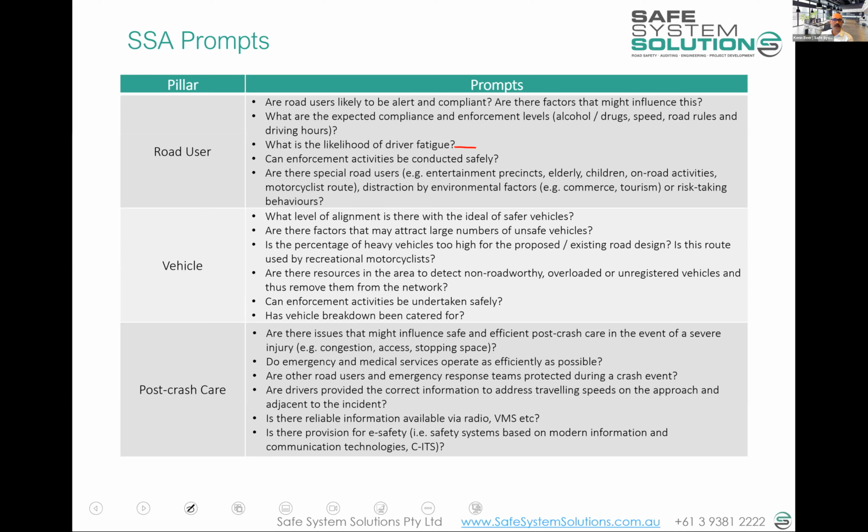Are there factors that might attract a large number of unsafe vehicles? So you'd be looking at, maybe, is there a quarry in the area or some other thing that you don't expect? Is the percentage of heavy vehicles too high for the design? Are there resources to detect non-roadworthy, overloaded or unregistered vehicles? Can enforcement of those be conducted safely? Has vehicle breakdown been catered for? That's a good one, with a lot of our motorway jobs or big lengths of barrier jobs. Are we thinking about that vehicle breakdown? How's that all being managed?